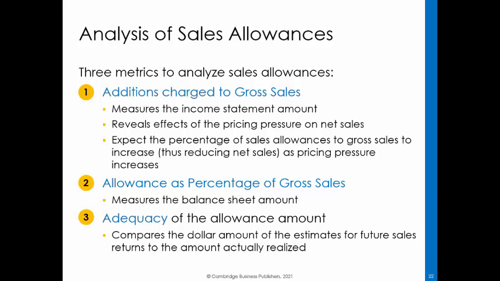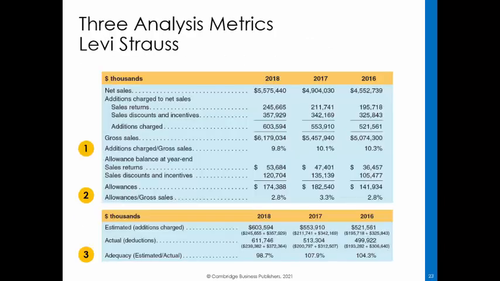If the amount charged to sales is greater than the cost incurred, the company has reduced sales more than is needed and has reduced its profit accordingly. If the amount charged to sales is less than the cost incurred, the company has under-reserved the allowance account, thus increasing profit. This slide shows the analysis of sales allowance for Levi Strauss for the 2016 through 2018 periods. The first ratio compares additions charged to net sales with gross sales for both sales returns and sales discounts.